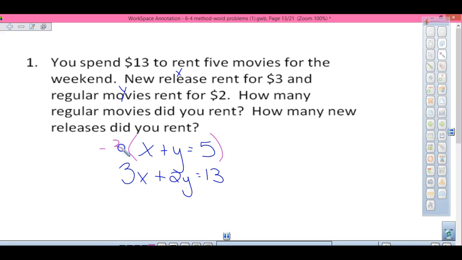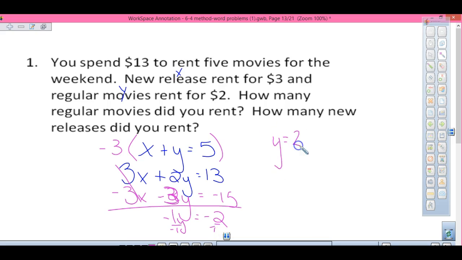Multiply by negative 3. Equals what? Negative 15. That should be a 3. So I'm left with negative 1y, because 2 plus negative 3 is negative 1. Equals what? Equals negative 2. Divided by negative 1, and y is 2. So we rented 2 what? Regular movies.